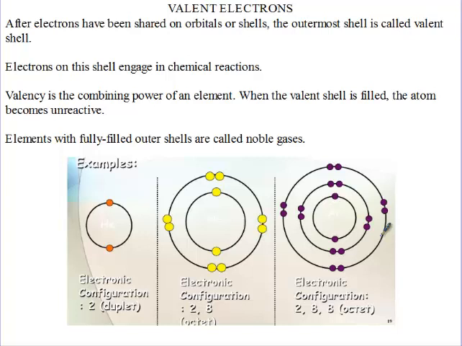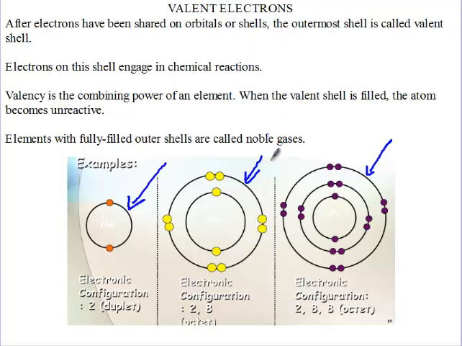Now we're going to talk about valence electrons or valence shells. After electrons have been shared on orbitals, the outermost shell is what we call the valence shell. Okay, so here there's our valence shell. Here there's our valence shell. And then here there's our valence shell.